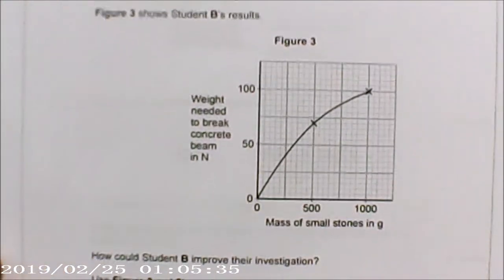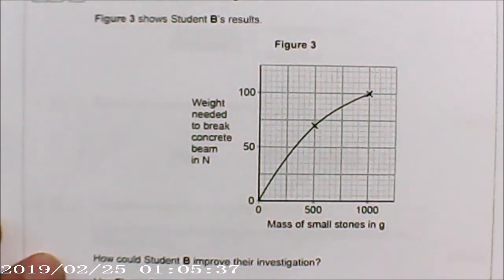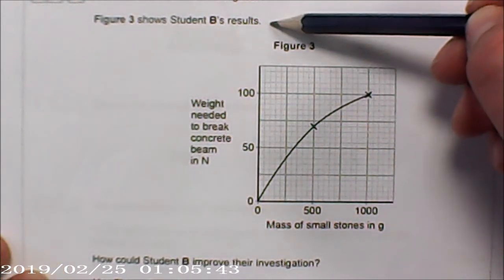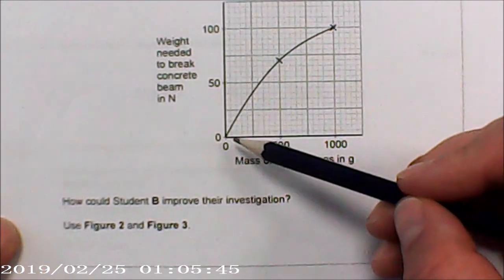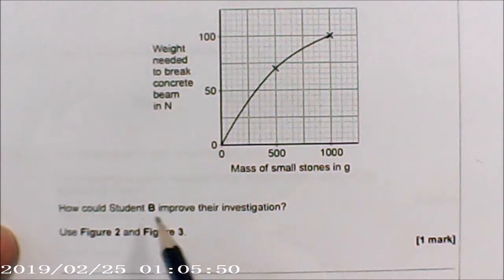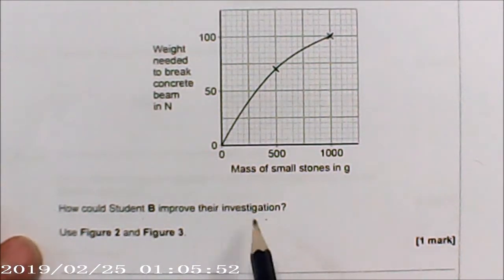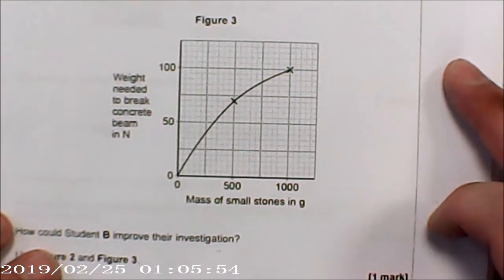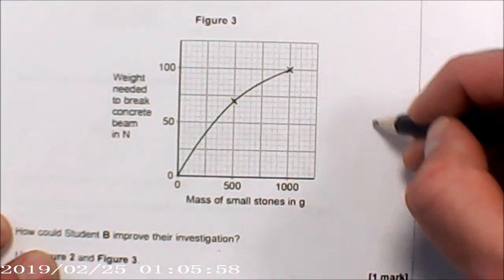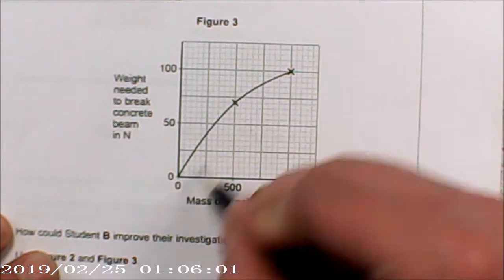Okay, last bit of question 2. Student B did a similar investigation. Figure 3 shows student B's results. So we're going up, got a nice curve here. How could student B improve their investigation? So it's a similar investigation, but their line looks different to ours, because our line then started to go down, but their one's just going to keep going up.